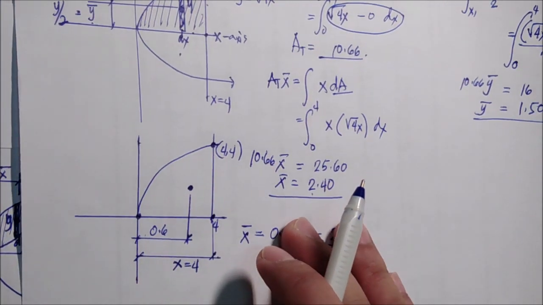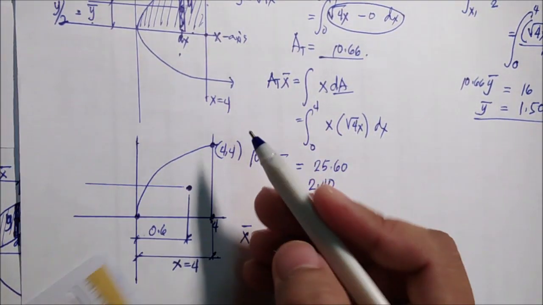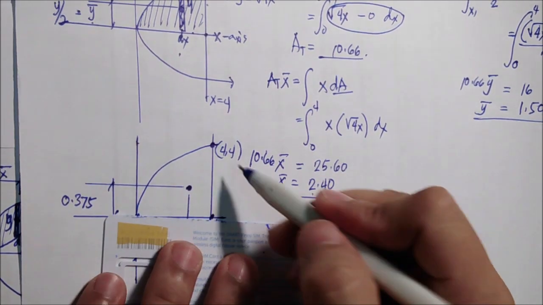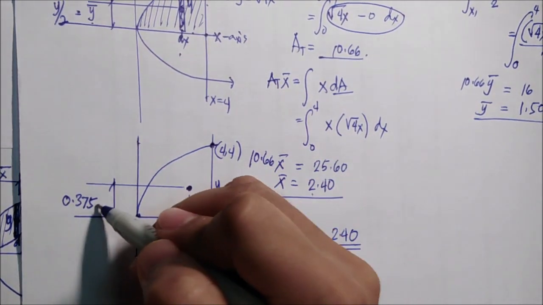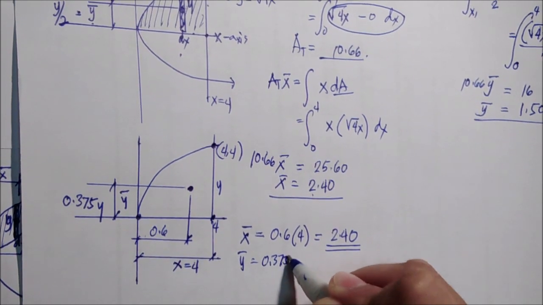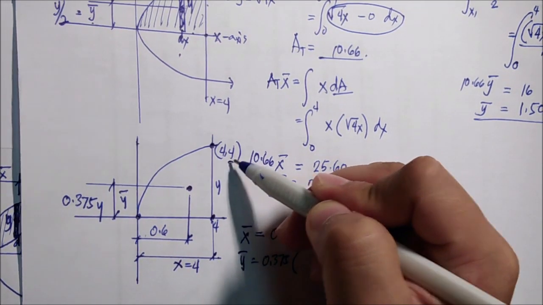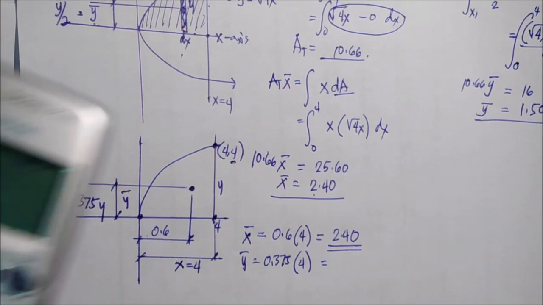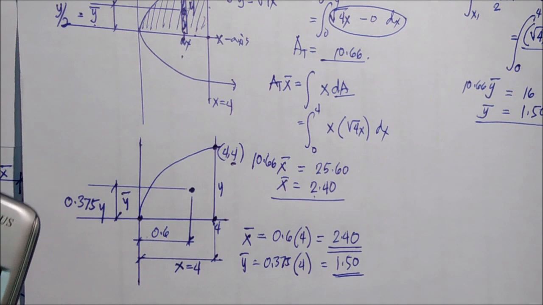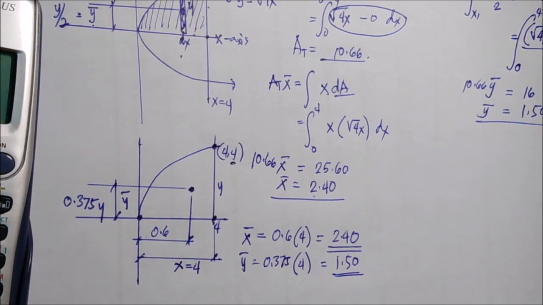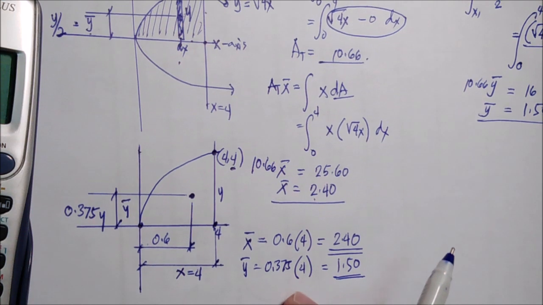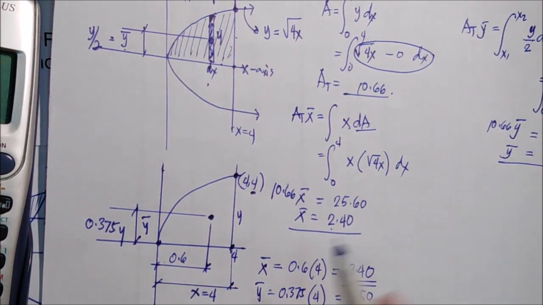Our bar y, the location of the centroid from the x-axis, is 0.375 of y. This is your y, from this point to that point, and that is your bar y. So bar y is 0.375 of this y coordinate, which is 4. So 0.375 times 4 is 1.5. So when we are dealing with a parabola, ellipse, circle, spandrel of a parabola, quarter circle, or quarter ellipse, we will use this method, which is easier than integration, in finding the centroid.